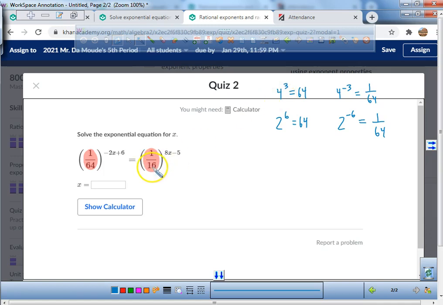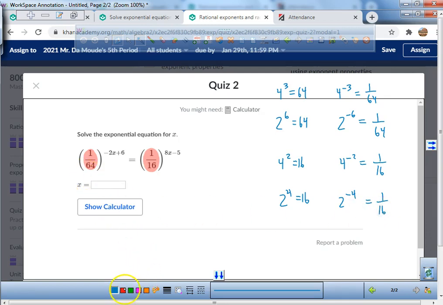Well, since 16 can also be used, I can get 1 over 16 using a 2 or a 4. Like 4 squared is 16. So 4 to the power of negative 2 would be 1 over 16. I could say also 2 to the power of 4 is 16, or 2 to the power of negative 4. So I could use a base 4 or a base 2. So what am I going to use? I'm going to use a base 4. I just think it's easier.